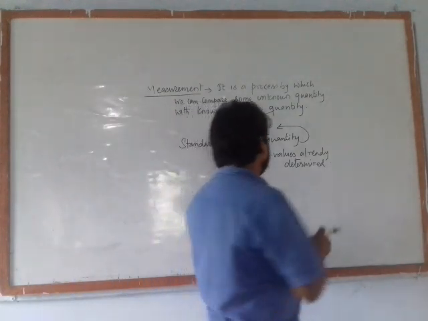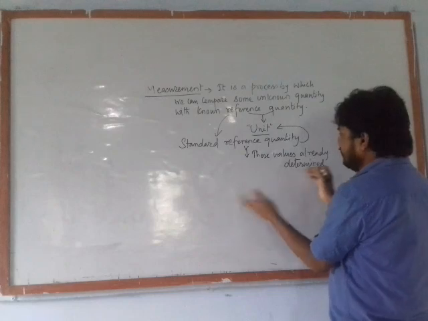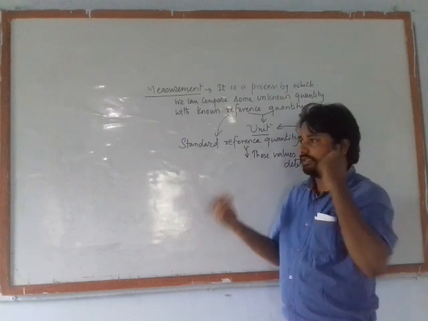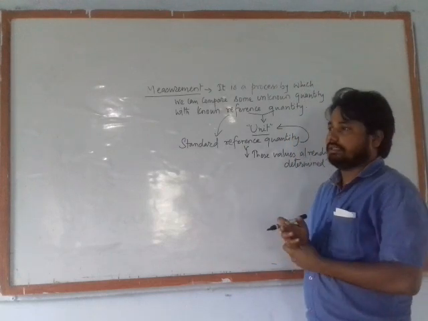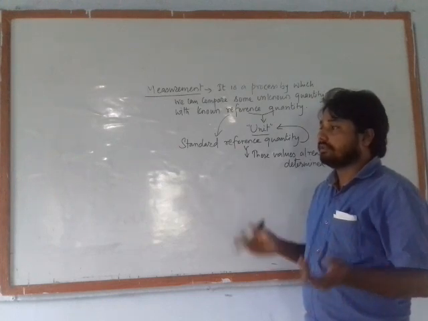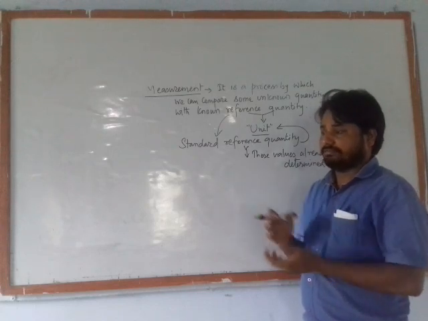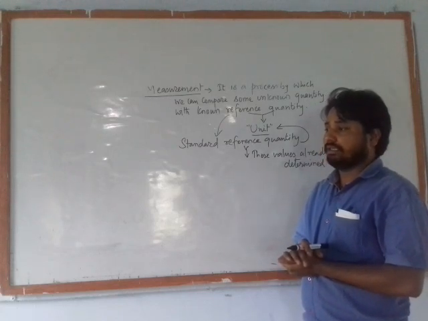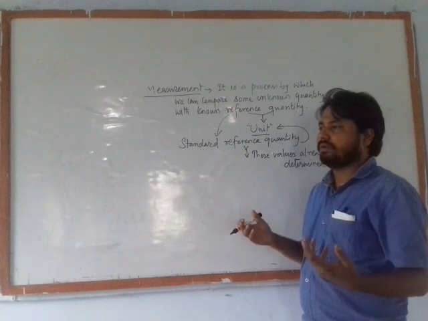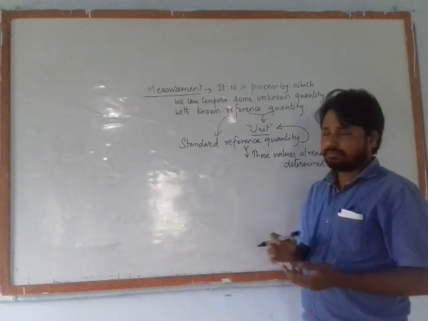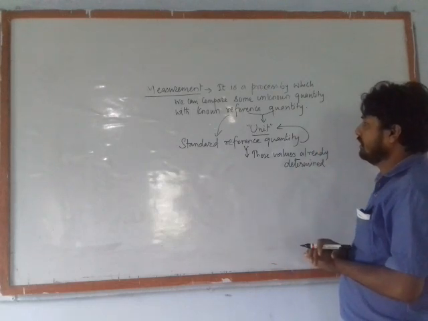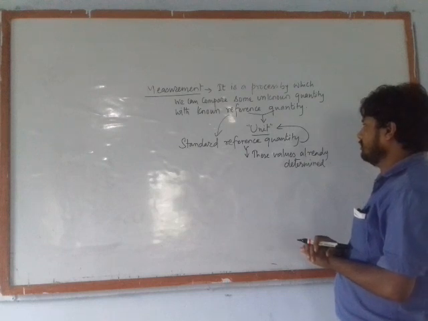And there are many examples of already determined values. We compare a length with a meter scale. For time, the standard unit we take is the second, then we have year, month, week. To measure a quantity in terms of mass, we have pound, kilogram, then gram. So we have lots and lots of quantities which can be measured by comparison with a standard reference quantity.